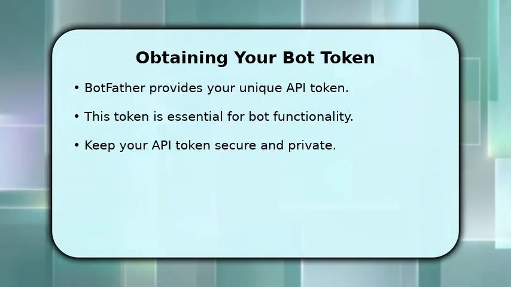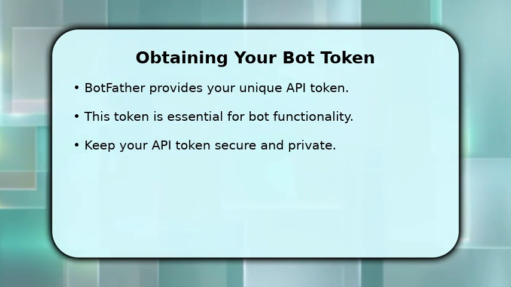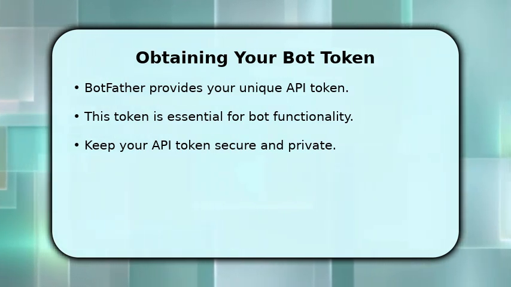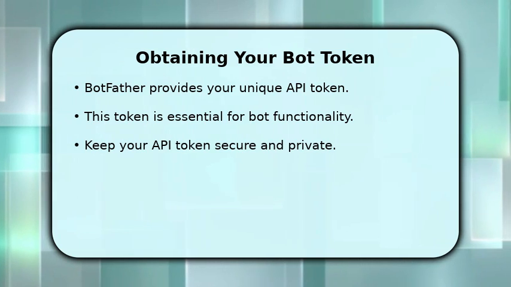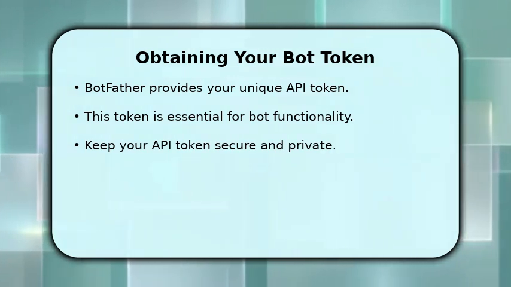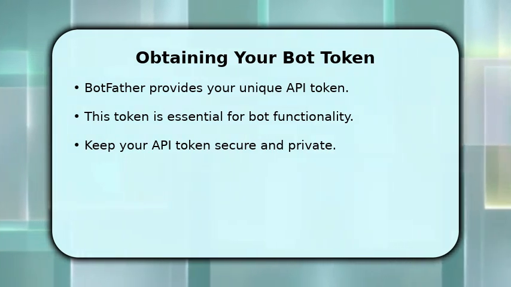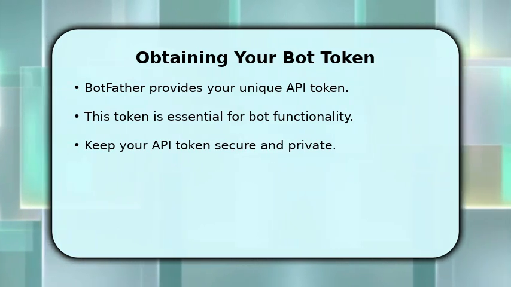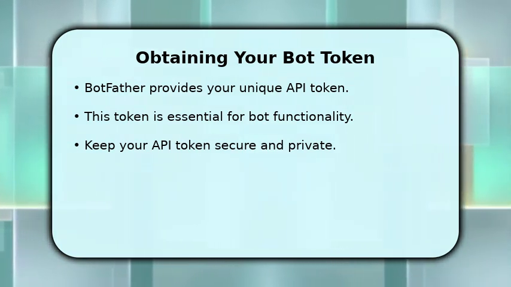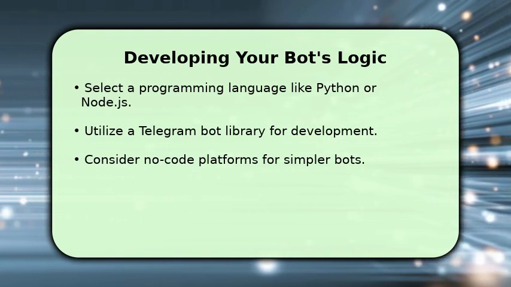After you've named your bot, Bot Father will immediately provide you with an API token. This token is a long string of characters and numbers, crucial for connecting your bot to external applications. Think of it as your bot's password. It's vital to keep this token confidential and never share it publicly, as anyone with the token can control your bot.